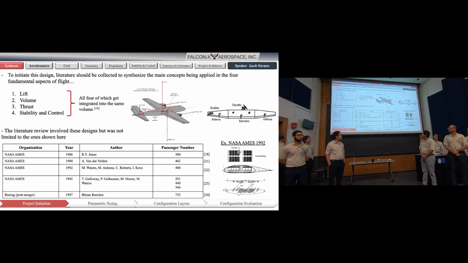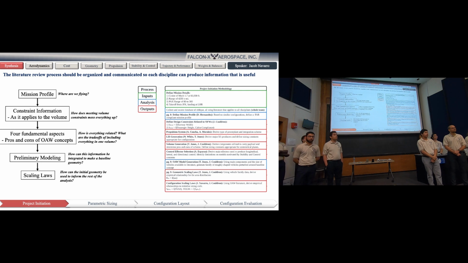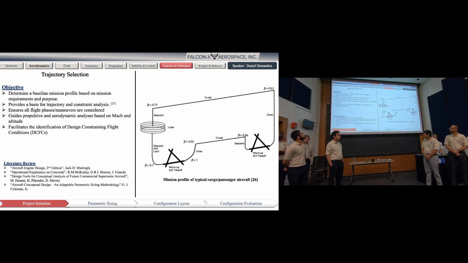To initiate this design, we should collect literature to break the functionality of the vehicle into 4 main components shown here. In this process, we analyze a lot of old OAW, oblique all-wing designs. These aren't the only ones we consider, but there's some of the major few. So this literature review process should be organized and communicated so each discipline can produce useful output along these lines here. And we'll move into some of that disciplinary output now.